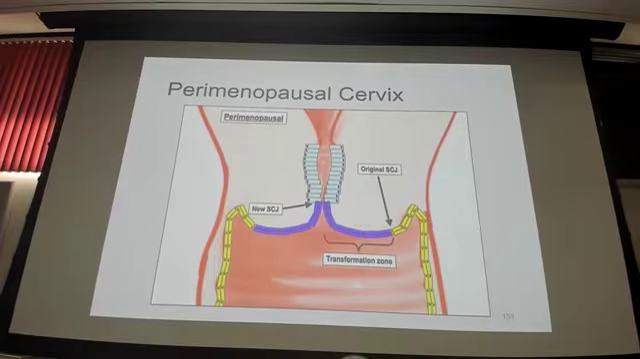So now perimenopause, and what happens around perimenopause? What happens to your estrogen levels? You guys know? They start to decline, right? So we have a regression of that transformation zone and those columnar cells back proximally into the cervical canal. So there's a tiny difference. I'm just going to show you that. The transformation zone is moving proximally.